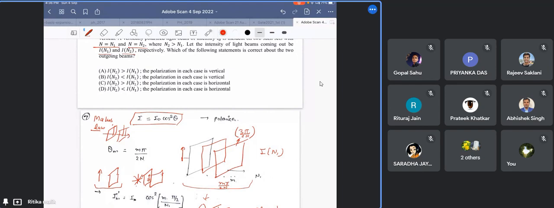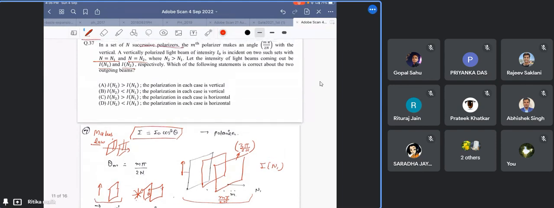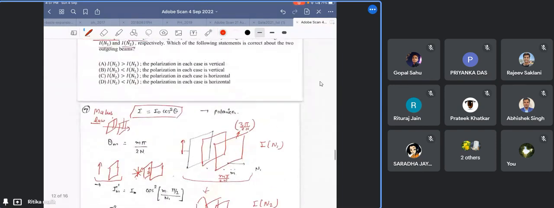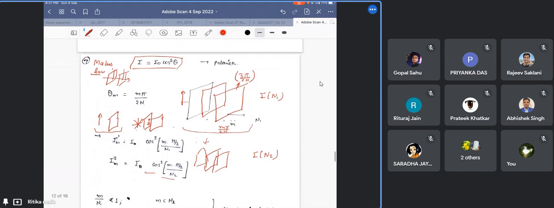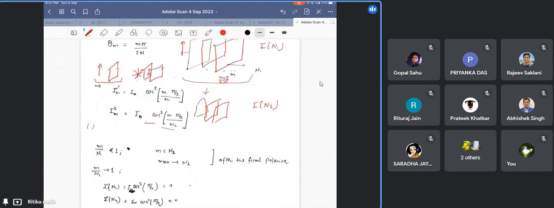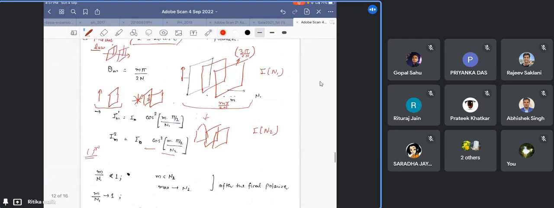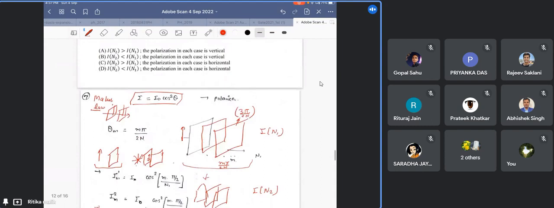So we are going to use the equation I naught cos square theta, where the angle is theta m, which is m pi by 2n. If you apply this formula after n polarizers, for example after the first polarizer it will be I naught cos square theta, and after the second polarizer it will be cos square theta multiplied by this term again. So you will have cos square theta to the power n, like this concept. I will show you later. Now first answer this question.